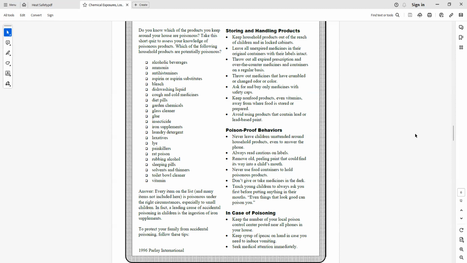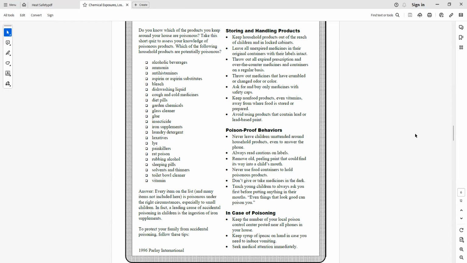To protect your family from accidental poisoning, follow these tips. Storing and handling products. Keep household products out of the reach of children and in locked cabinets. Leave all unexpired medicines in their original containers with labels intact. Throw out all expired prescription and over-the-counter medicines and containers on a regular basis. Throw out medicines that have crumbled or changed odor or color.